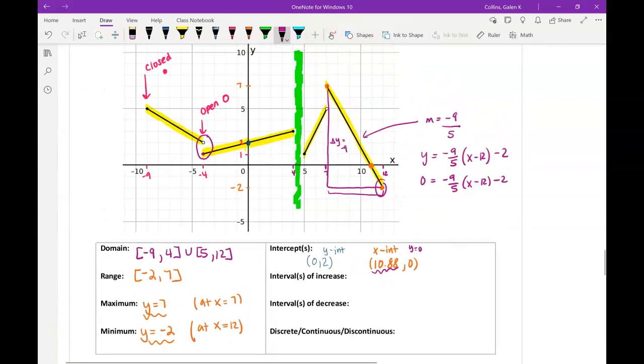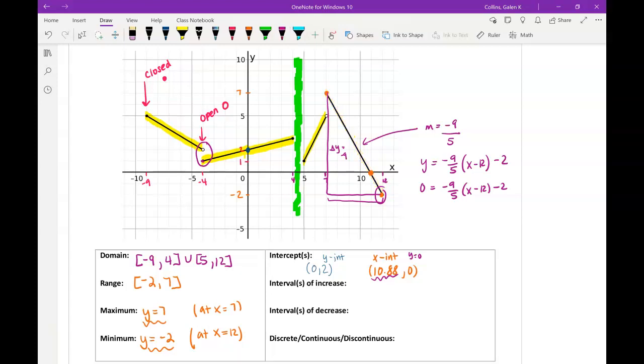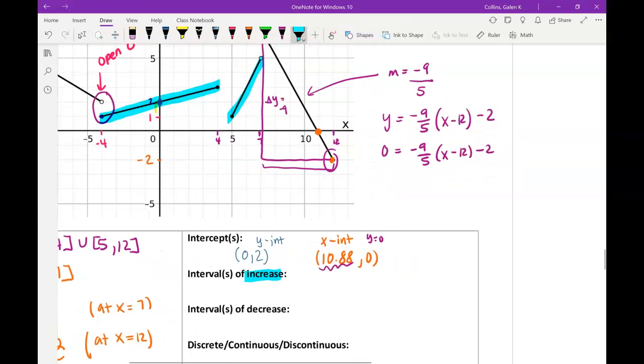All right, I told you I was going to delete my highlights because I wanted to highlight my intervals. I'm going to delete that domain highlight too. All right, so now when we talk about intervals of increase, I'm going to highlight everywhere this is increasing in blue. So this segment is increasing from left to right. The y values are increasing, and so is this segment. But we do have to mind the gap in our domain.